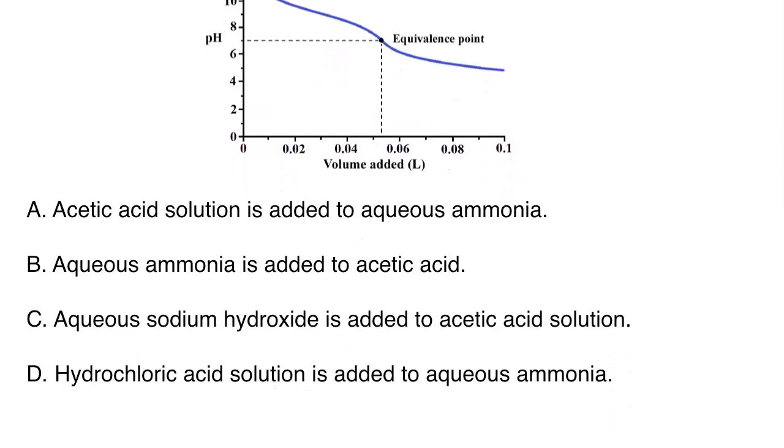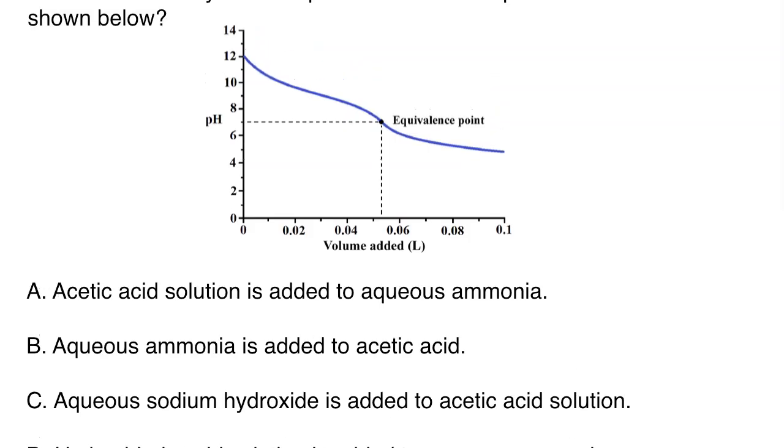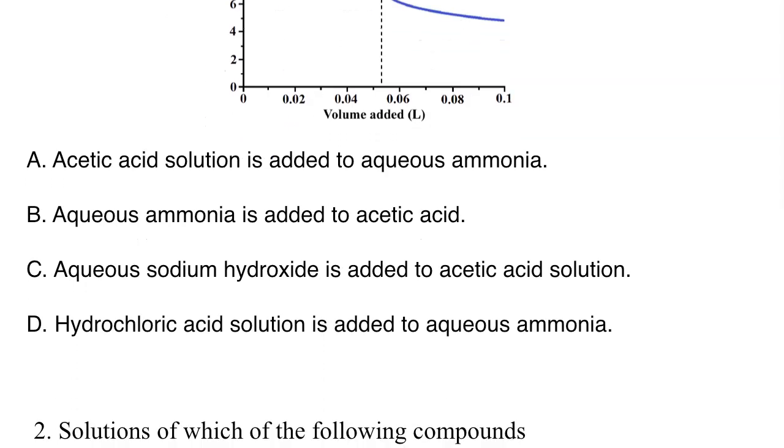All right, now the options are A, acetic acid solution is added to aqueous ammonia. B, aqueous ammonia is added to acetic acid. C, aqueous sodium hydroxide is added to acetic acid solution. Or D, hydrochloric acid solution is added to aqueous ammonia. So you've got 4 different combinations of acid-base reactions, and you have to pick the best one that is represented by this titration curve right up here. So pay attention to the wording and the order in which the words appear in these answers.